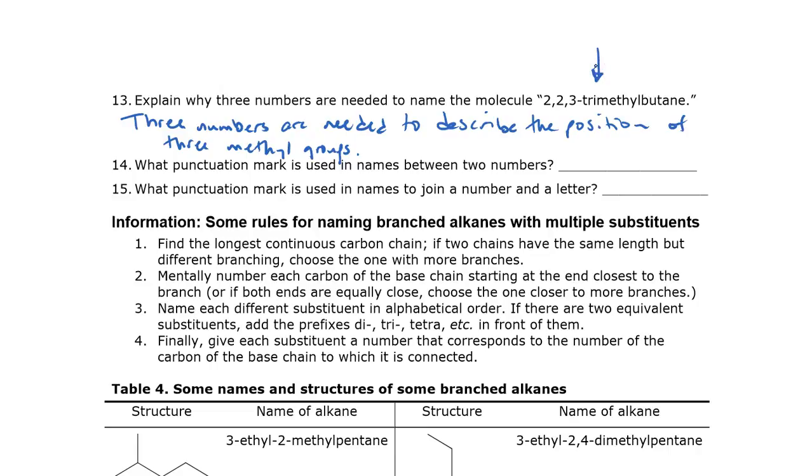What punctuation mark is used in names between 2 numbers? You see it? It's a comma. And what punctuation mark is used in names to join a number and a letter? Okay, that's not a dash. I love punctuation. That's called a hyphen.